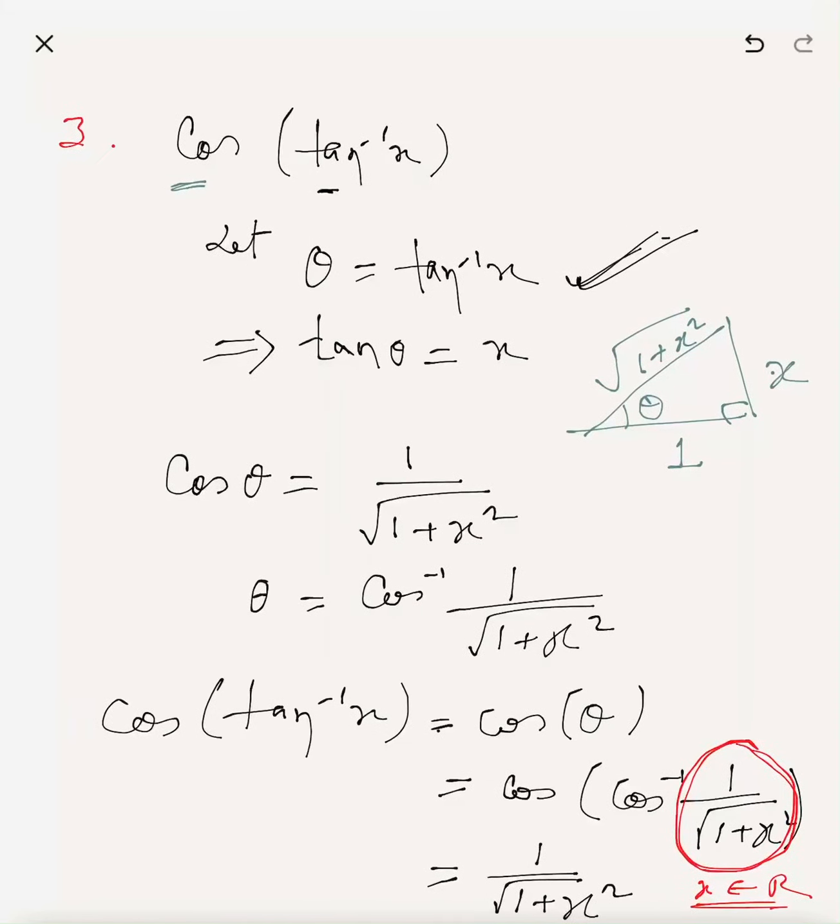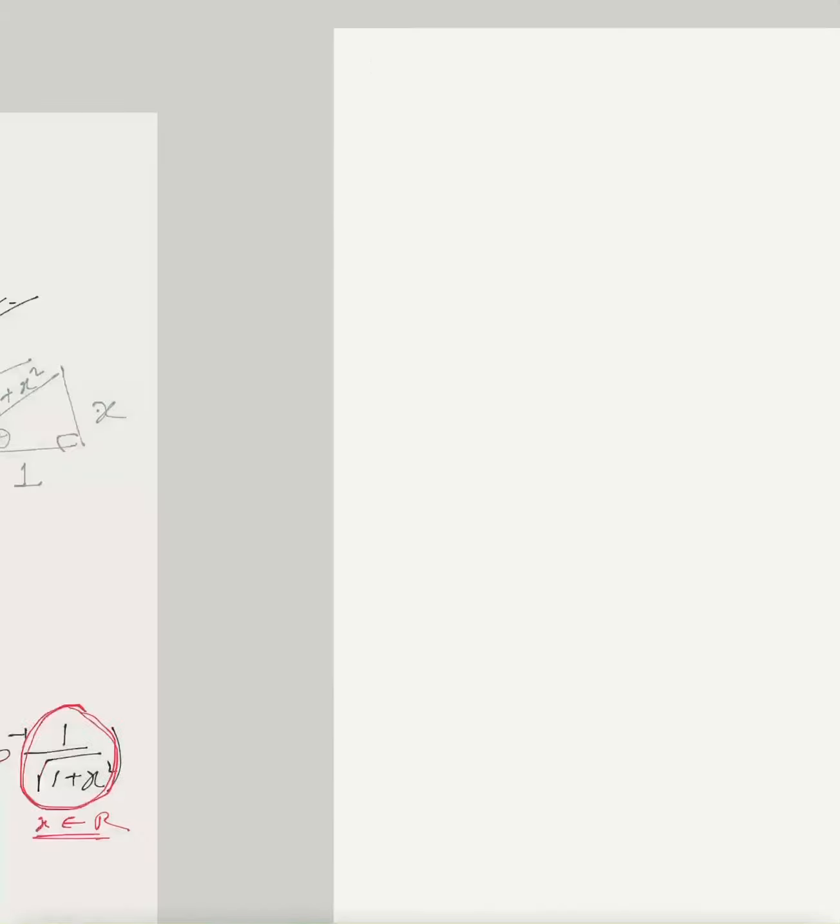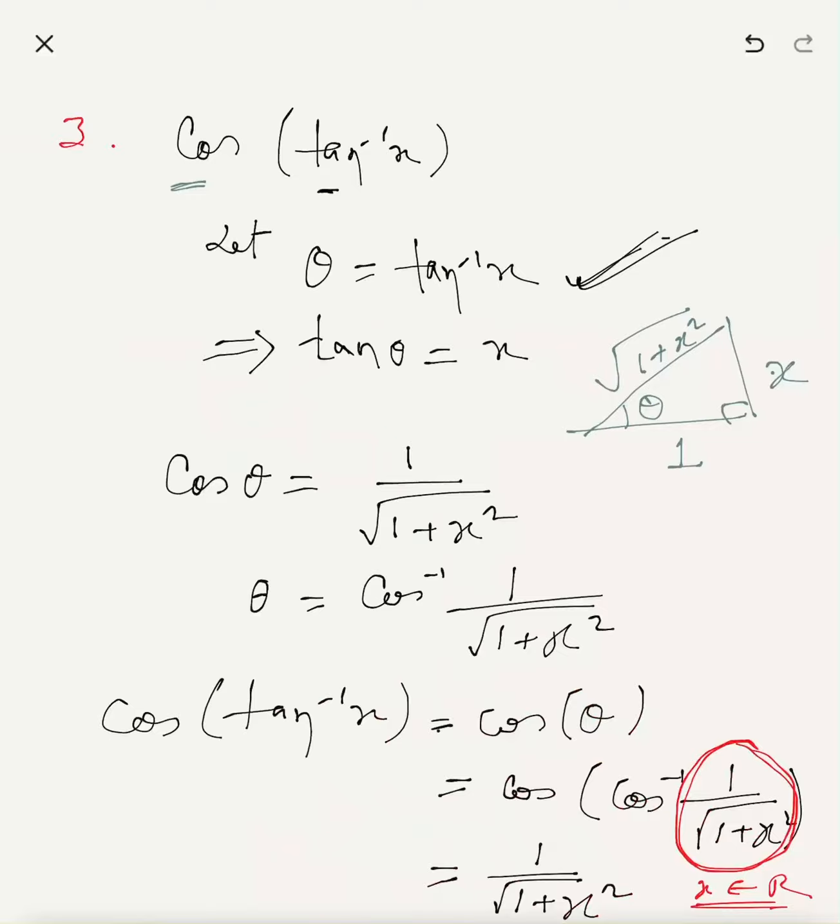Let me move on. Okay, let me give you another question. It was question 3rd, right? Now try question number 4. Sine of a bit complex, okay, but we can do it very easily. We know the process. Sine of tan inverse, again under bracket, cos of cot inverse x.